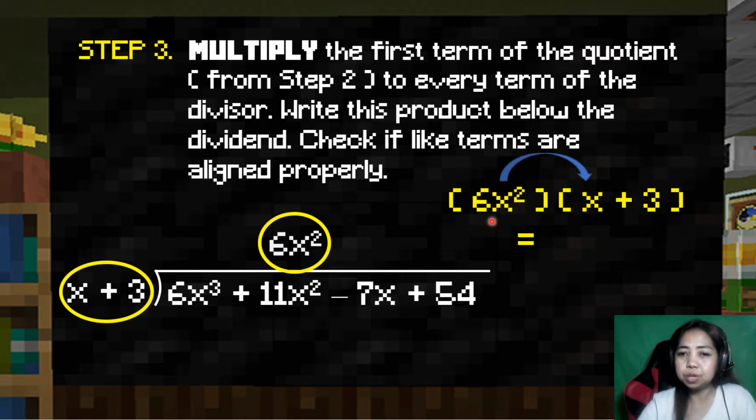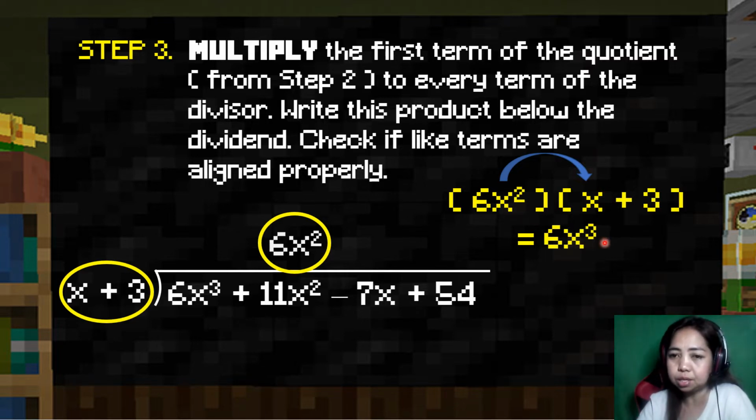Ayan. By distributive, we have 6x squared times x muna is just simply 6x cubed. Ina-add naman natin yung exponent. Remember, meron siyang invisible exponent na 1. So, 2 plus 1 is 3. And then we have 6x squared times 3 is simply 18x squared.